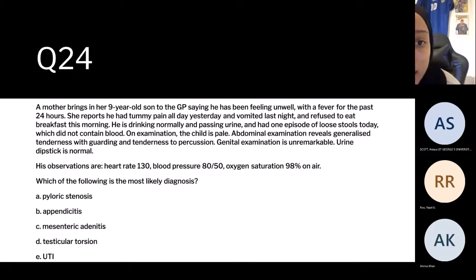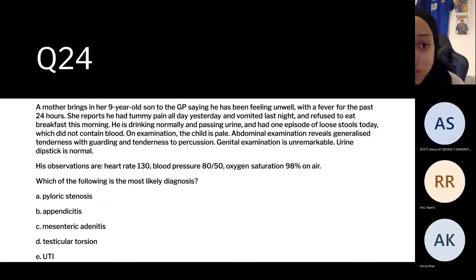A mother brings in her 9-year-old son to the GP saying he has been feeling unwell with a fever for the past 24 hours. She reports he had tummy pain all day yesterday, vomited last night, and refused to eat breakfast this morning. He is drinking normally and passing urine, and has had 1 episode of loose stools today, which does not contain blood. On examination, the patient is pale.